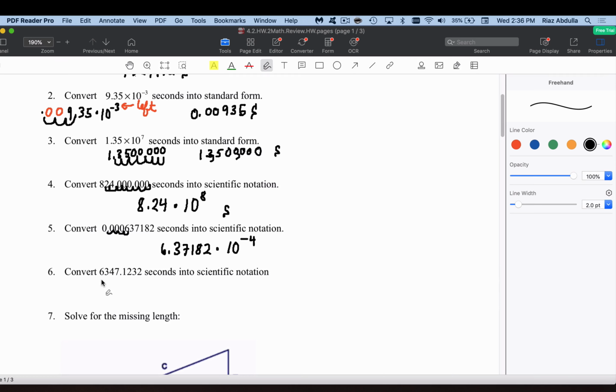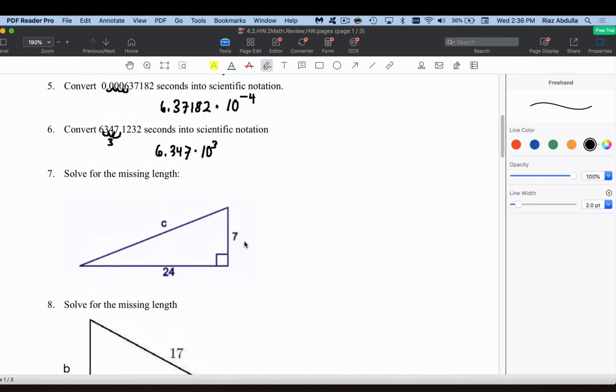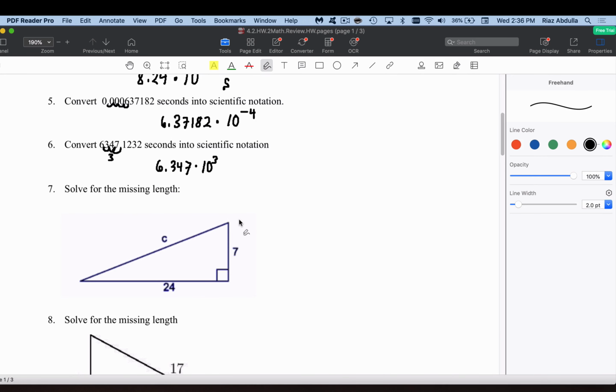Next, we'll convert this into scientific notation. We'll stop right before the first digit, so 1 bump, 2 bump, 3 bump right there. So that's going to be 6.347 times 10 cubed. All right. Now, let's not forget our units, so I'll put a little s here for seconds and a little s here for seconds.